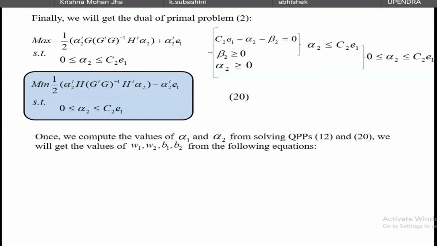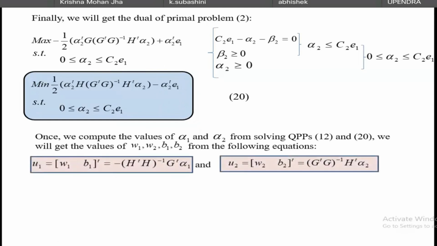Once we have alpha 1 and alpha 2, suppose we have already calculated them, you can find out W1, V1 by using U1 and U2. Once we have alpha 1, you can compute W1, P1, and in the same manner, when you have alpha 2, you can find W2, P2. Once we have W1, V1 and W2, V2, you already know your hyperplane equations. The first is X transpose W1 plus V1 is equal to 0, and the second hyperplane is X transpose W2 plus V2 is equal to 0.